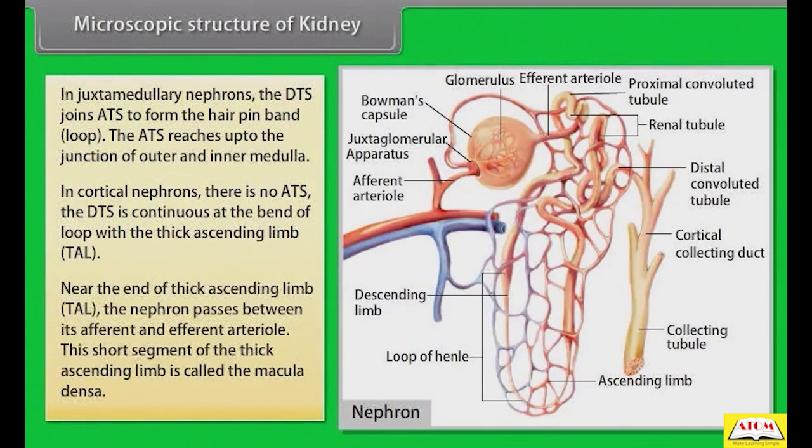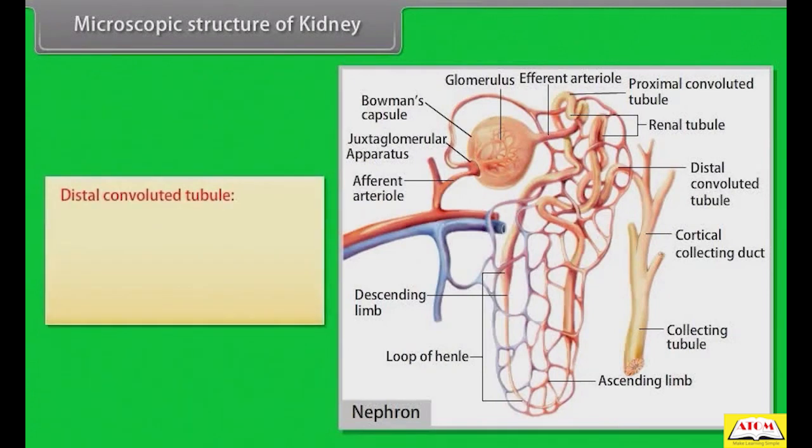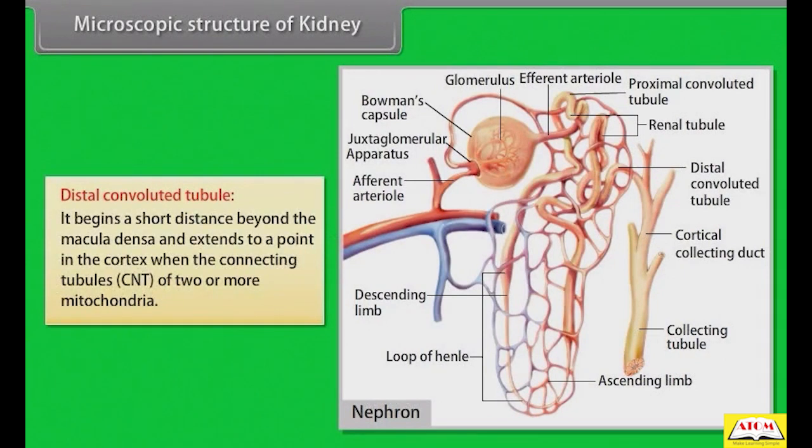Near the end of thick ascending limb, the nephron passes between its afferent and efferent arteriole. This short segment of the thick ascending limb is called macula densa. Distal convoluted tubule. It begins a short distance beyond the macula densa and extends to a point in the cortex where it joins the connecting tubules of two or more nephrons.